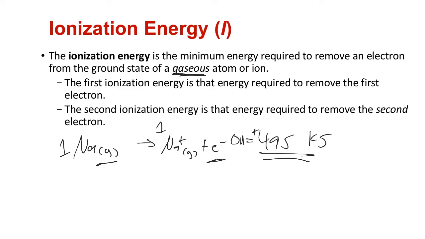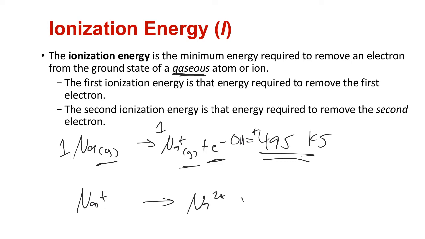Now the key here is that this works for gaseous substances. This isn't going to be the exact same delta H if you had aqueous or solid substances. So this is specifically for gaseous atoms and ions here. And so the first ionization energy is the energy it takes to remove the first electron. You could establish the second ionization energy, the energy it takes to remove a second electron.